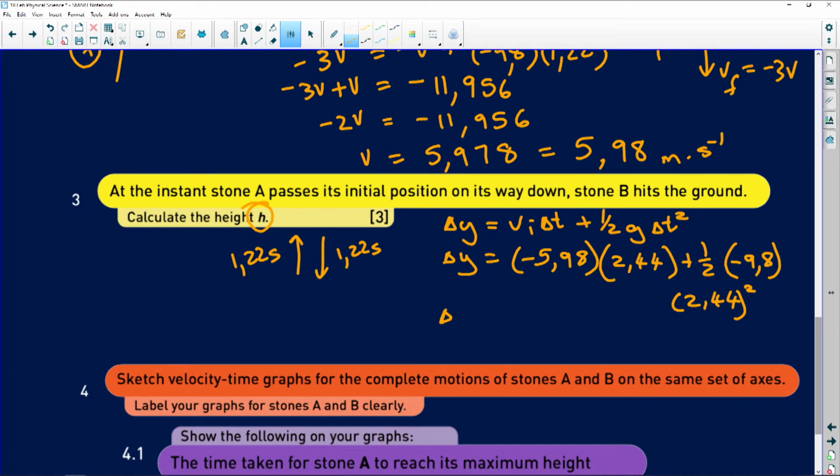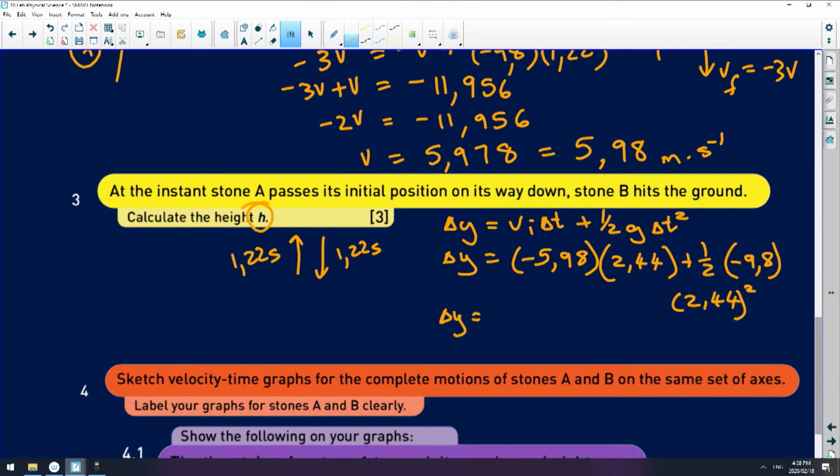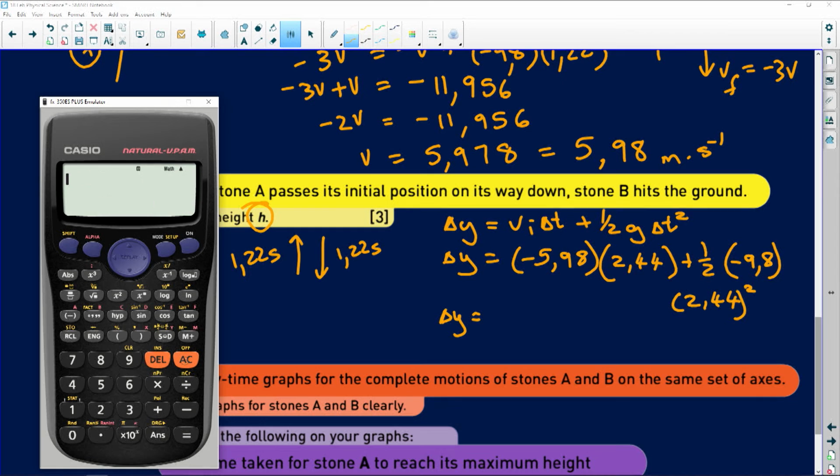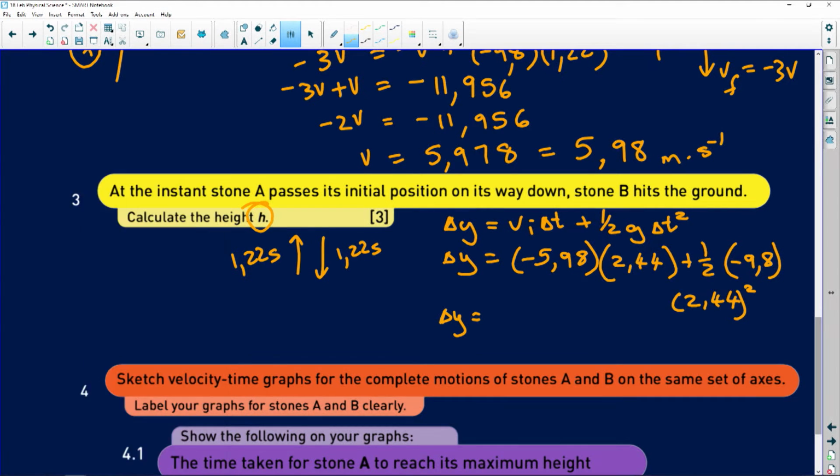So delta y equals, and please check me at home that I don't make mistakes, 5.98 times 2.44 is equal to 14.59. And don't forget the minus, because it's negative times a positive, so it's a negative answer. And now here we're going to have a positive multiplied by a negative, so it's also going to be negative.